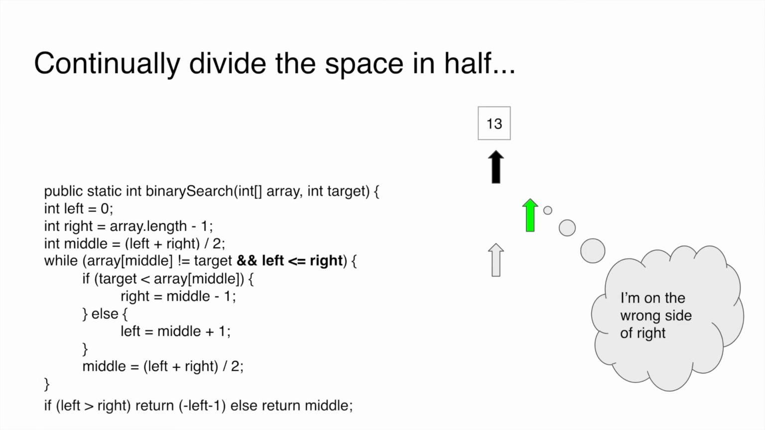But what can we do? What we generally do is something like this. Sorry, I scrunched it all together. It's right down here. If left is greater than right, that means we didn't find it. Then I'm going to return negative left - 1. Otherwise, I did find it and return middle.